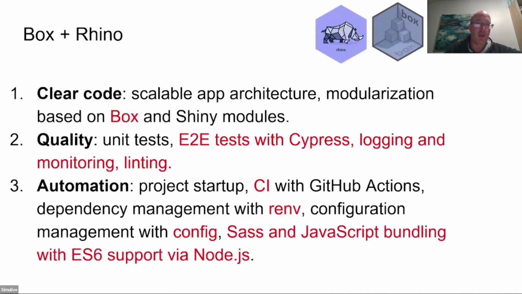So together, Box and Rhino offer clear code, quality, automation, and much more. For example, unit tests, E2E tests with Cypress, logging, mounting, linting. These are intentionally in red because when I was introduced to this framework, I didn't know what they meant. I didn't encounter these types of challenges that these solutions were designed to solve.